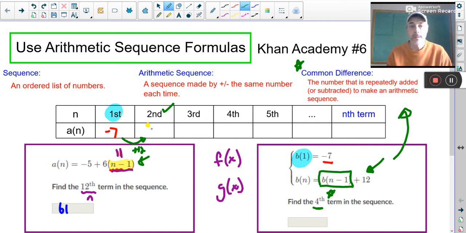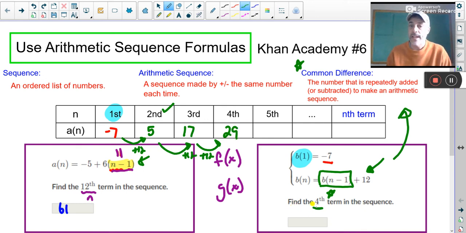Well, -7 plus 12 is 5. I'm really good at mental math. You can use a calculator if you want. I'm going to go ahead and go again. I'm going to take the previous term and add 12. 5 plus 12 is 17. We're looking for the fourth term, so I have to do it one more time. I'm going to add 12 one more time, and 17 plus 12 is 29.